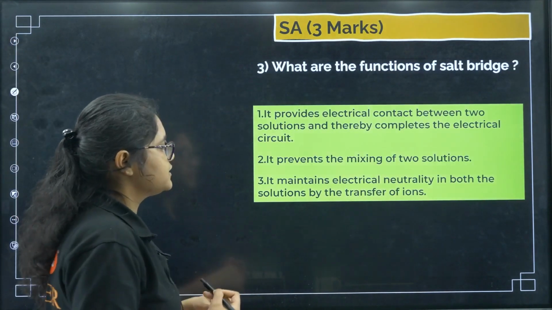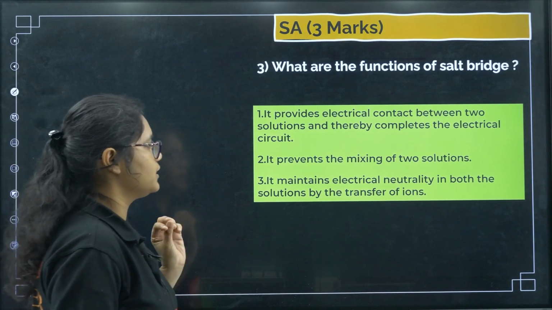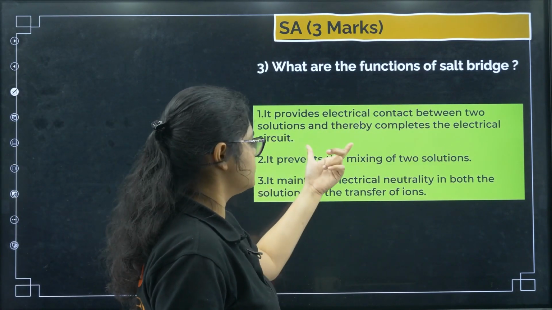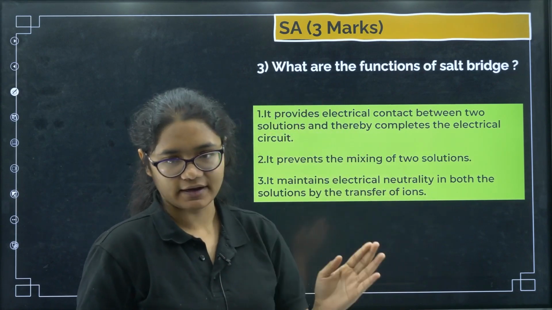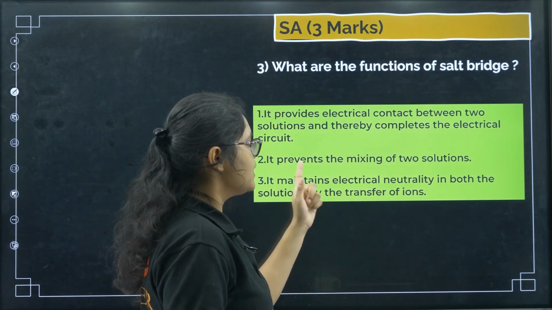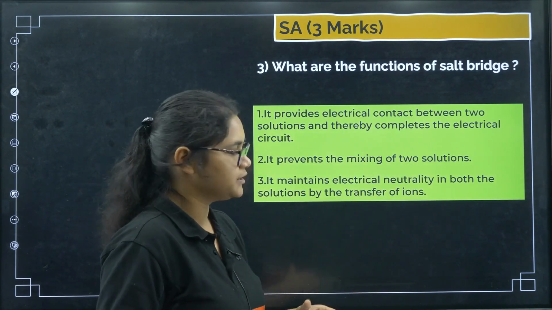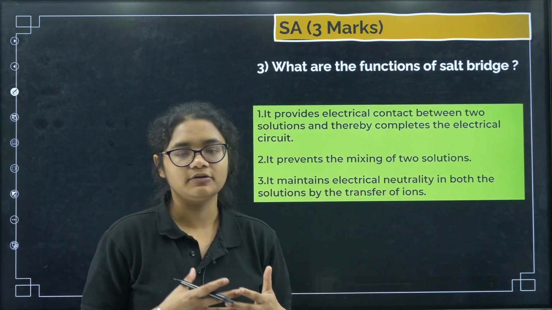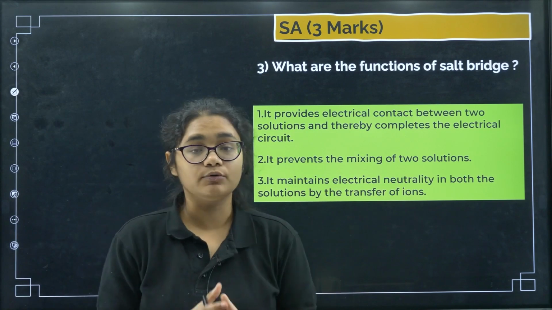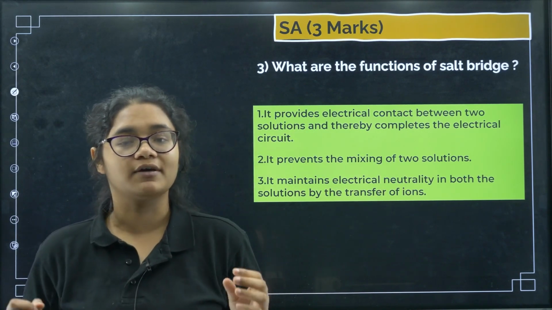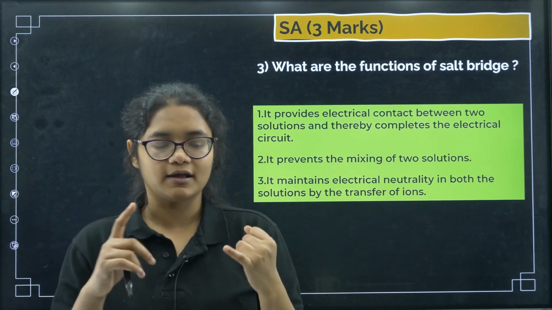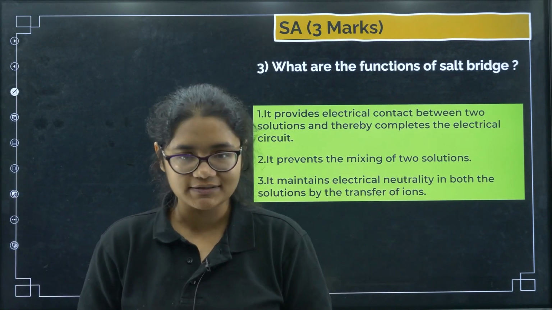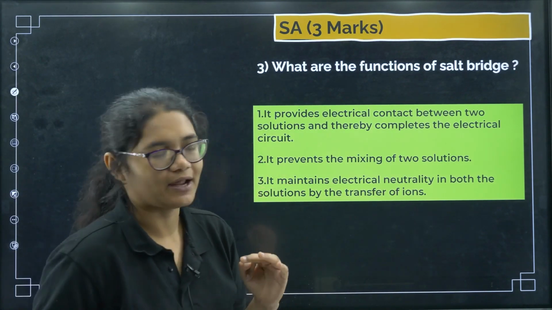Next, what are the functions of the salt bridge? Very important question. It provides electrical contact between the two solutions, and thereby it completes the circuit. The first thing is it completes the circuit, the second is it prevents the mixing of the two solutions, and third, it maintains electrical neutrality in both the solutions by the transfer of ions. If this electrical neutrality is not maintained, then the flow of current will stop.